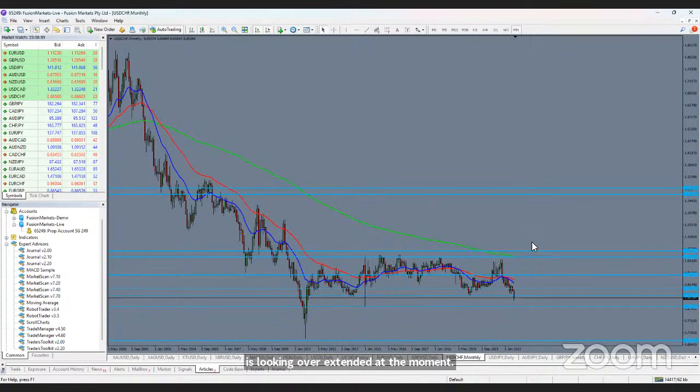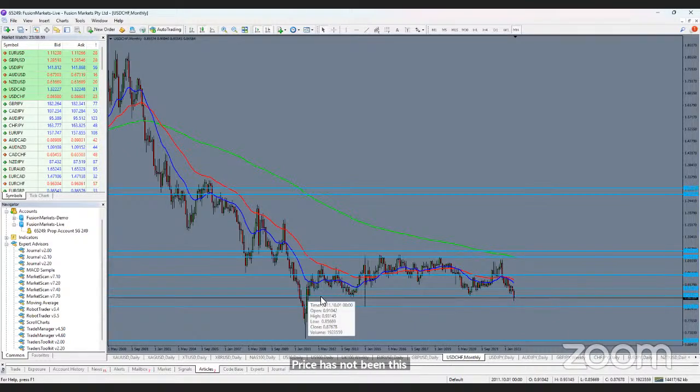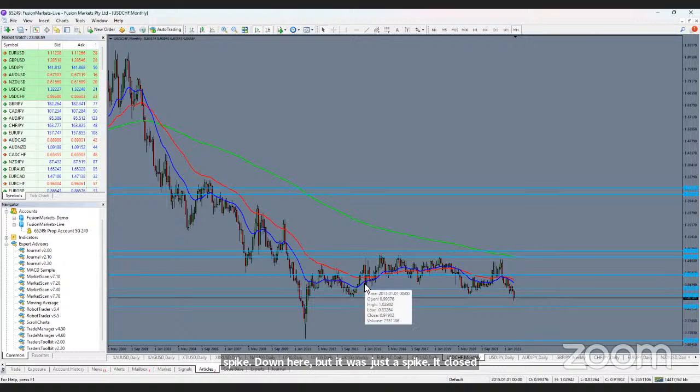In terms of where we are currently, though, what is most key for me is this horizontal level here. This is a pretty hard horizontal level. Price has not been beneath this level since 2011. There was a spike down here, but it was just a spike. It closed well back above. Price has not traded properly below this level since 2011.